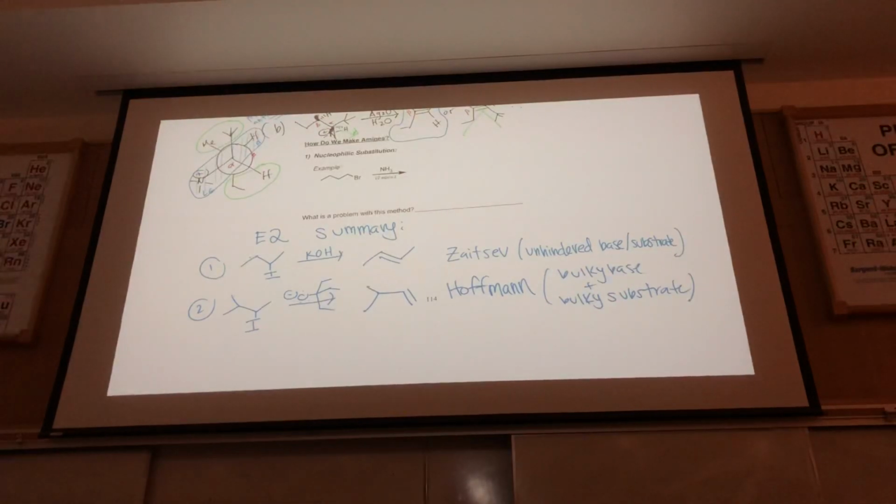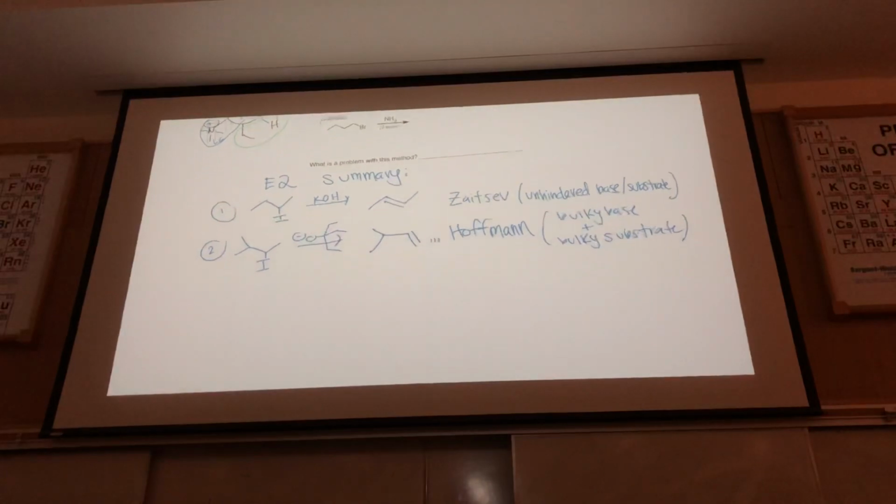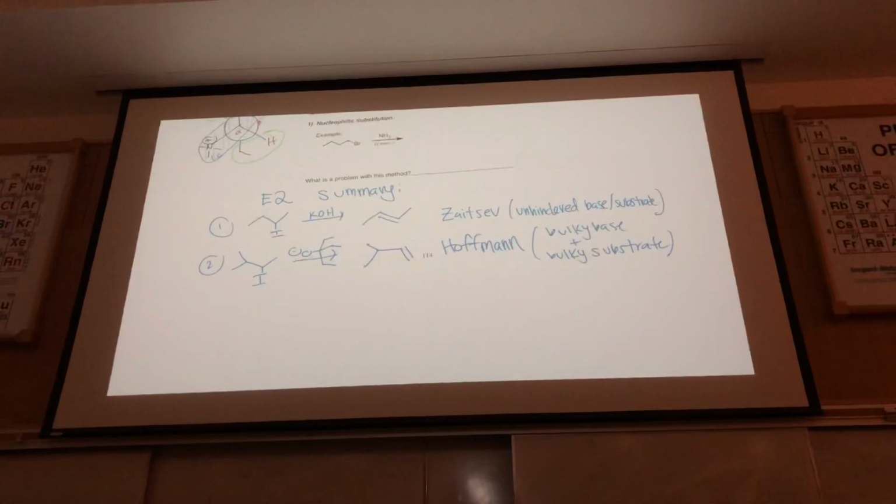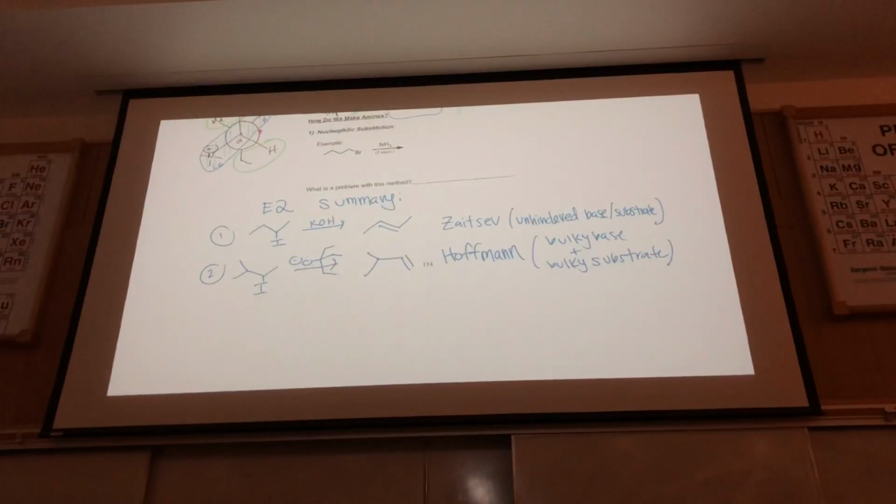So notice our leaving group was our typical halogen, or maybe something else like tosylate or whatever. But if you have an amine to start with and you really need that alkene, you don't have to find a way to replace the amine with a halogen. You can go straight to the alkene. That's the value of it. So this is the difference.